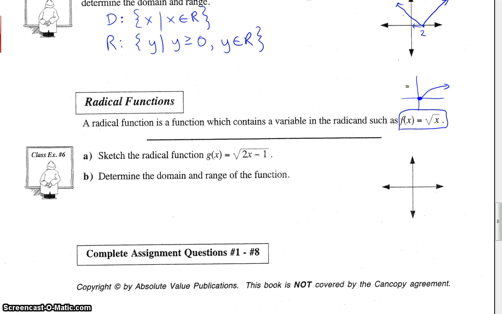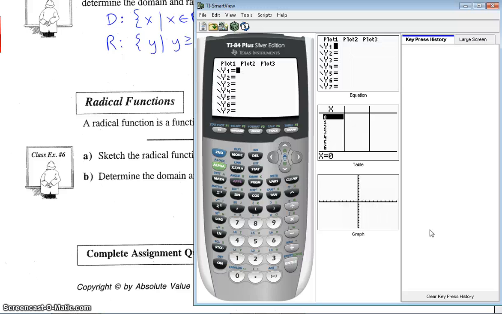Okay. Now, we are asked to, on example 6, sketch the radical function g of x equals root 2x minus 1 and find the domain and range. So, once again, we're going to go back to the calculator. Okay, and we're putting in the square root, so second function, square root of 2x minus 1. Okay, and the bracket, although your calculator will end those brackets whether you do or not, so it's not totally necessary, but proper form. Okay, and we're still zoom standard.